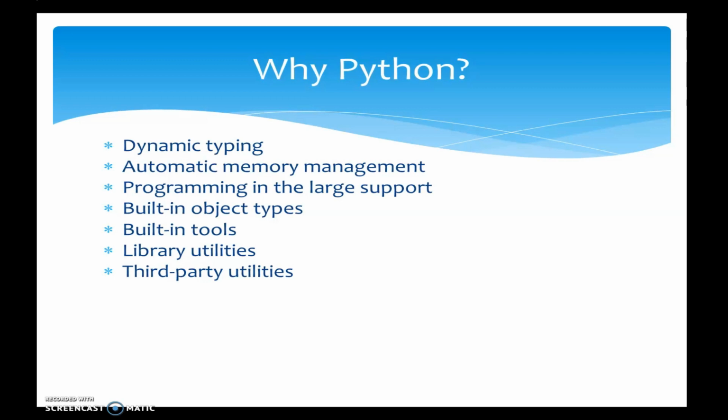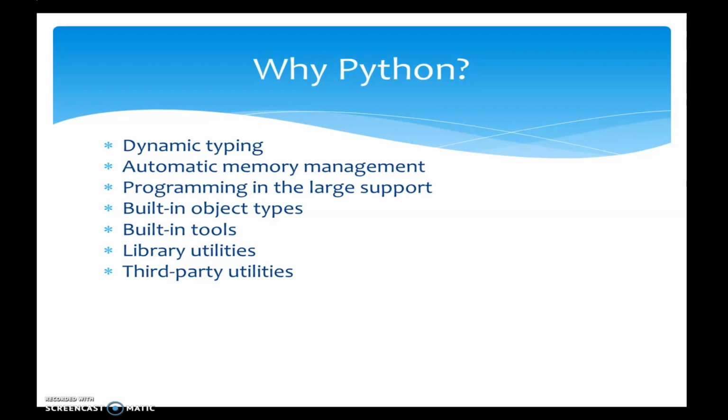The next one is built-in object types. Python provides commonly used data structures such as lists, dictionaries, and strings as an intrinsic part of the language. They are both flexible and easy to use. For instance, built-in objects can grow and shrink on demand, and can be arbitrarily nested to represent complex information.